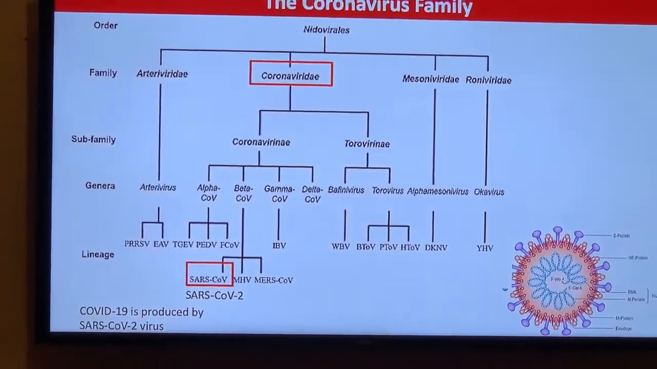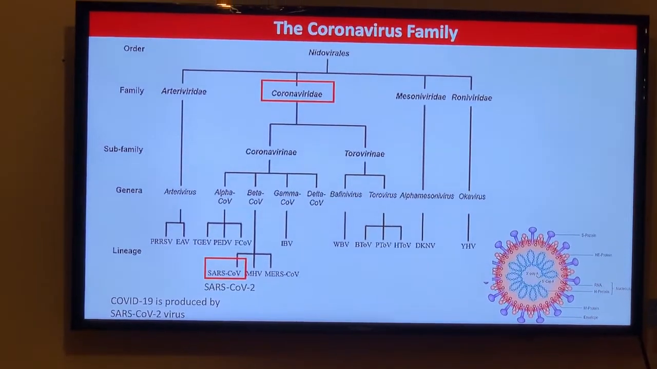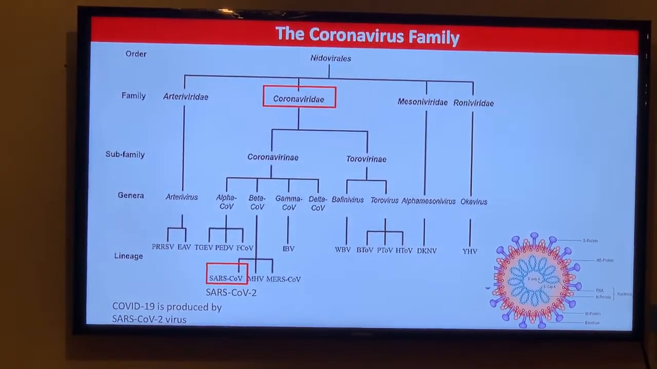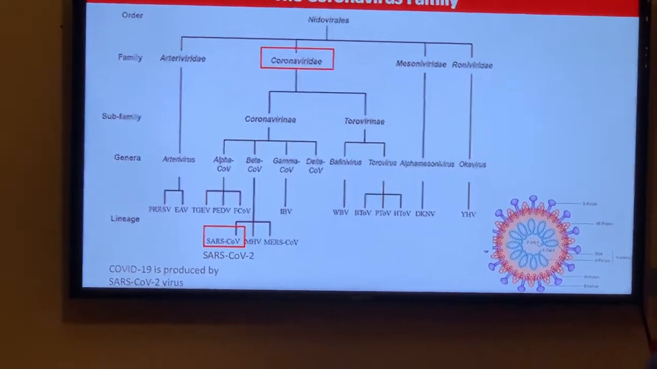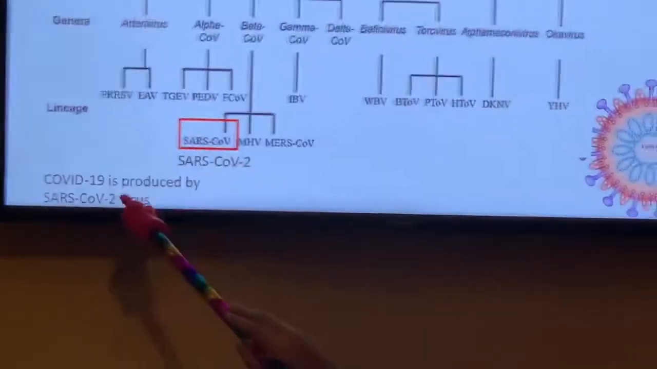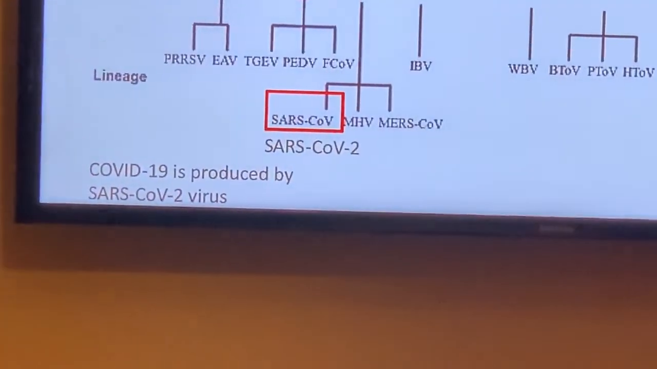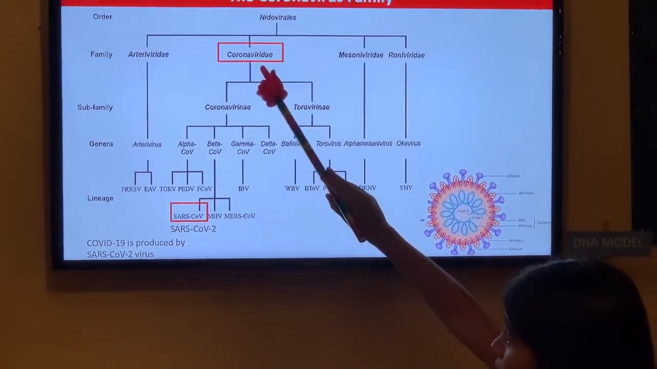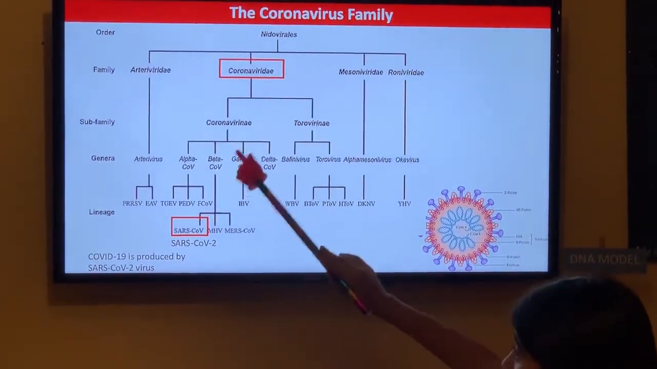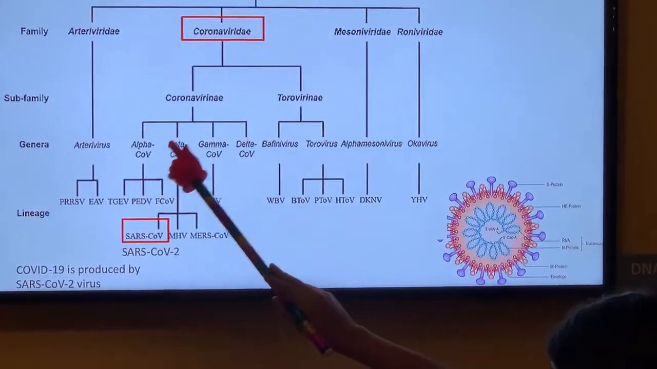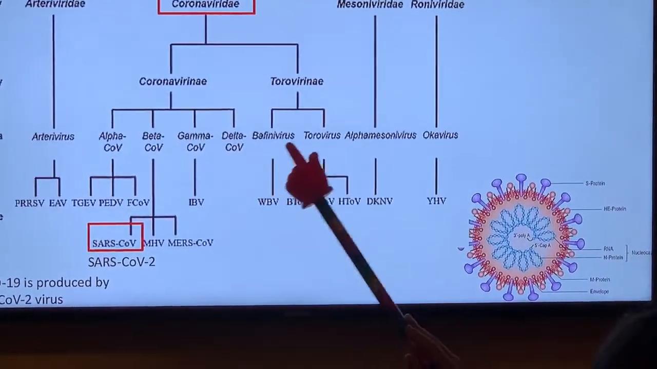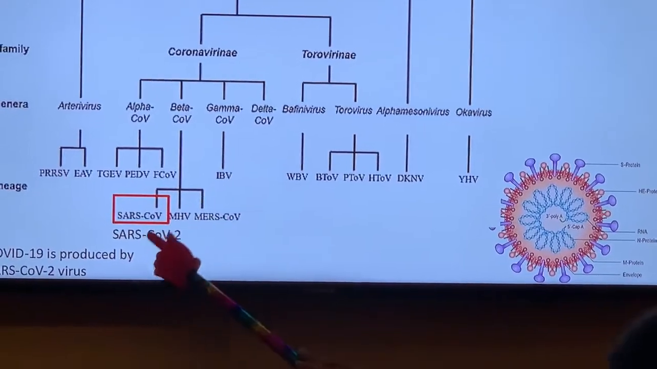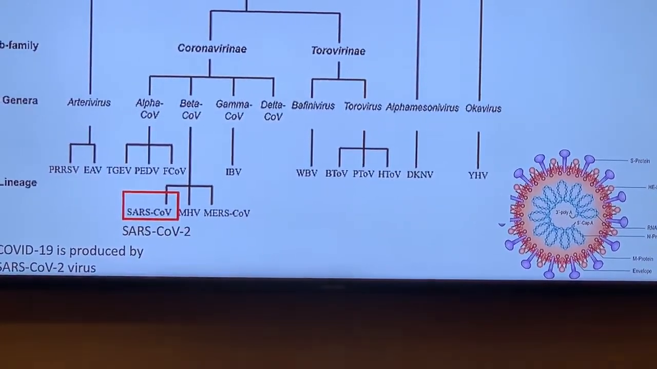Now, this is the coronavirus family. We have to remember that the virus is SARS-CoV-2, and COVID-19 is what's produced by SARS-CoV-2. So now, this is SARS-CoV-2's family. This is the family, the subfamily, the genera, which is the alpha, beta, gamma, and delta coronavirus, the lineage, which brings us to SARS-CoV and SARS-CoV-2.